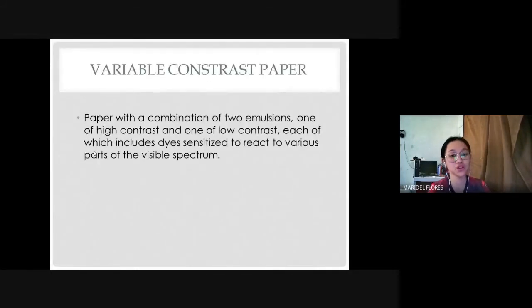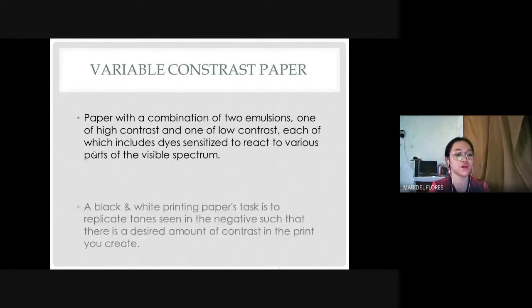So a paper with a combination of two emulsions, one of high contrast and one of low contrast. I've already tackled understanding contrast, and I'm assuming that you already understand those. Each of which includes dyes sensitized to react to various parts of the visible spectrum. The visible spectrum is a portion of the electromagnetic spectrum that is visible to the human eye, like the rainbow colors.